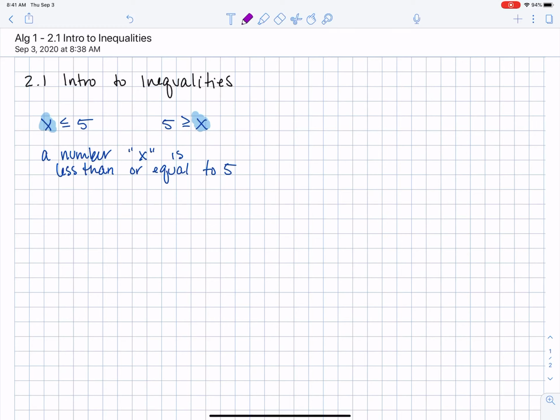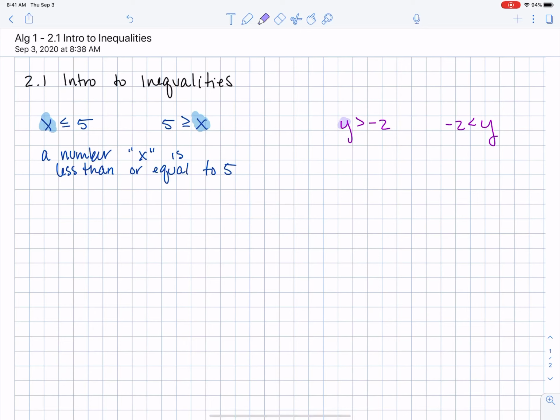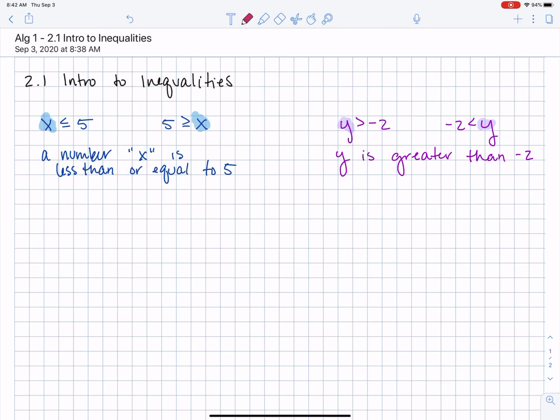Sometimes you have inequalities that look like this. And again, start with your variable. So on this one, we would say y is greater than -2. Greater than -2. So then that brings me back to our signs that we have.